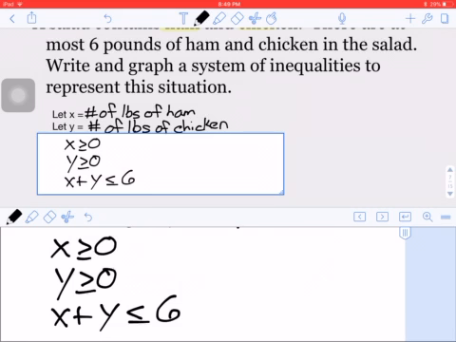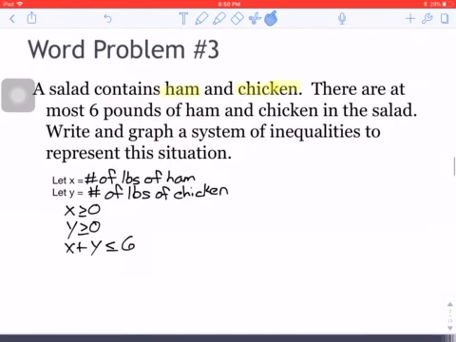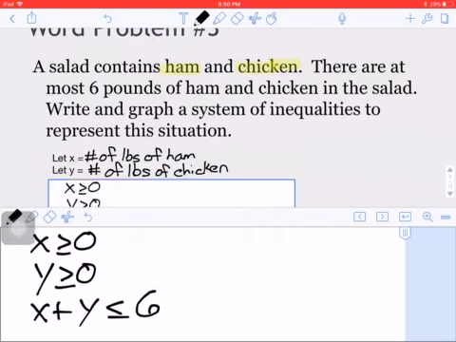And then the other topic we need to identify in our problem, well, actually we don't have any other topics. It just says there are at most 6 pounds of ham and chicken in the salad. So we have a really basic situation here. So this is our inequalities, and we just have to get it into a graphable type problem.